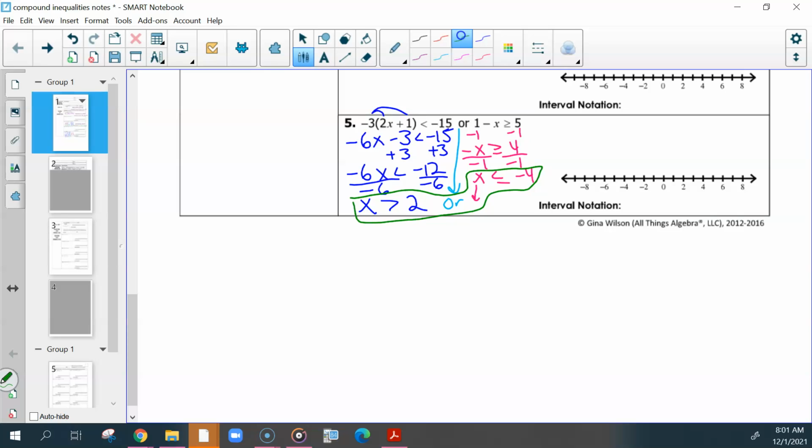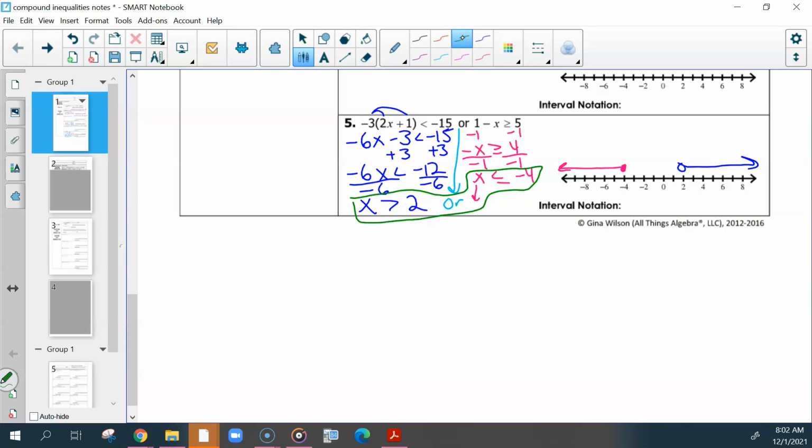What's nice about these is that you know they should graph apart. If something happens and they're graphing towards each other, and it was supposed to be an or inequality, something's off. Now when we get to and, that's supposed to happen, but we'll cross that bridge tomorrow. So x is greater than 2 would be an open circle to the right. X less than or equal to -4 would be a closed circle to the left.